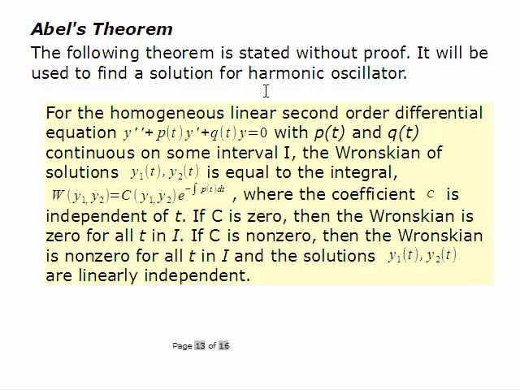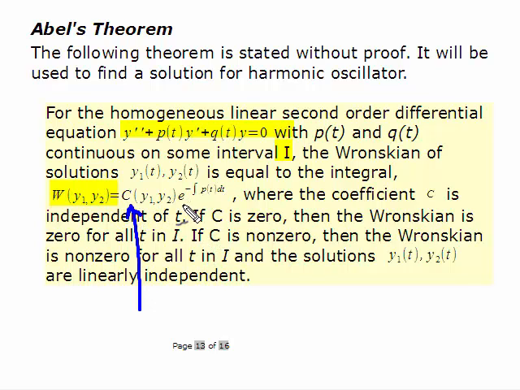Now I'm going to state Abel's Theorem. It's not given in the textbook, but it's useful, and we will use it in finding some solutions. So again, we're starting with a second order linear differential equation, and we have some interval I where P and Q are continuous. This is a homogeneous equation. And now we're saying that the Wronskian of these two functions equals some constant c. C doesn't depend on time, and actually it can be fairly arbitrary, it just can't be 0.